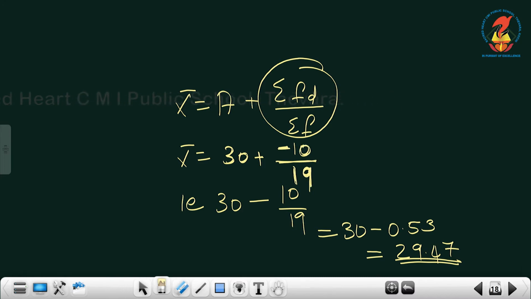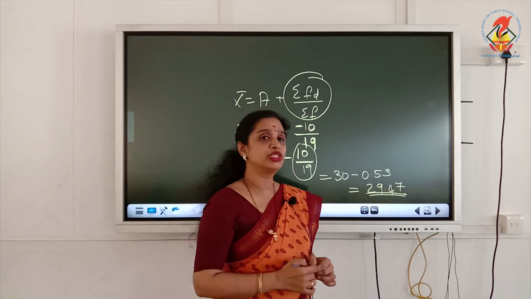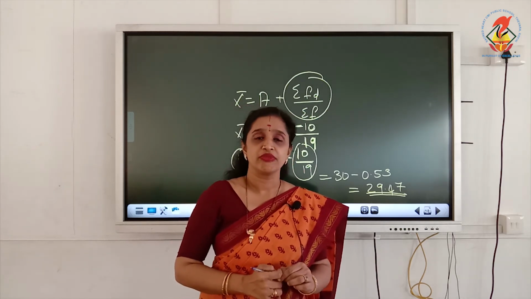So this can be written as 30 minus 10 by 19. Find out the value of 10 by 19. After finding the value, it is 30 minus 0.53. So you will be getting the answer as 29.47. Okay, this is how you find out the arithmetic mean in a discrete series using the shortcut method.